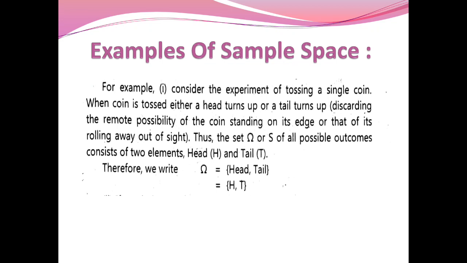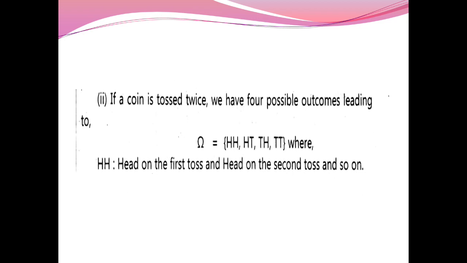Second example is if a coin is tossed twice, we have four possible outcomes, leading to omega is equal to {HH, HT, TH, TT}, where HH means head on the first toss and head on the second toss, and so on.